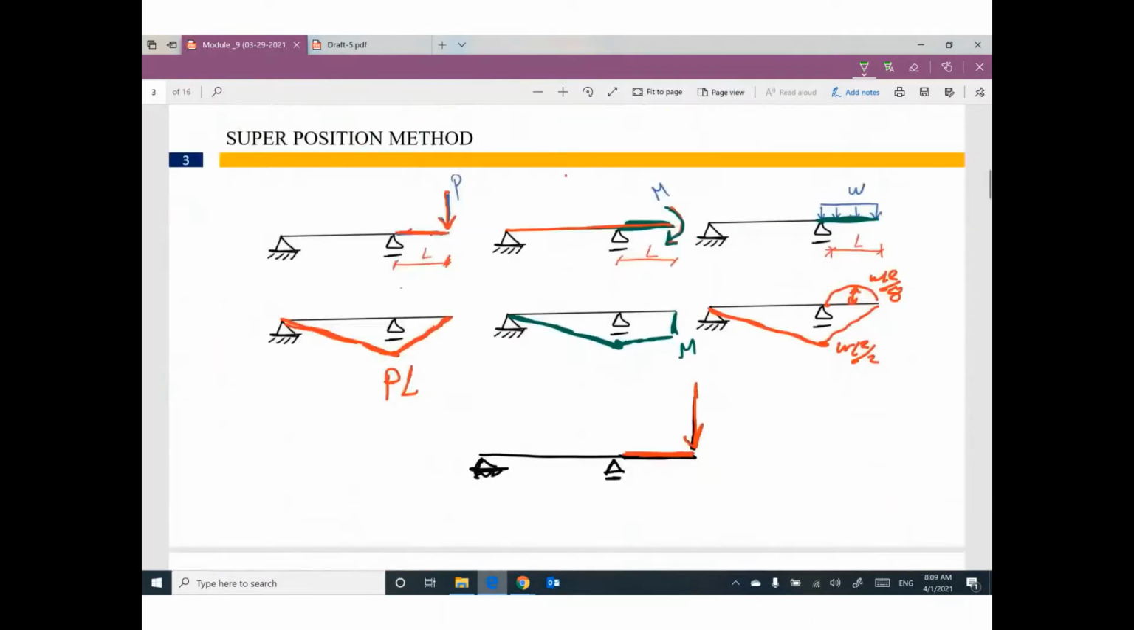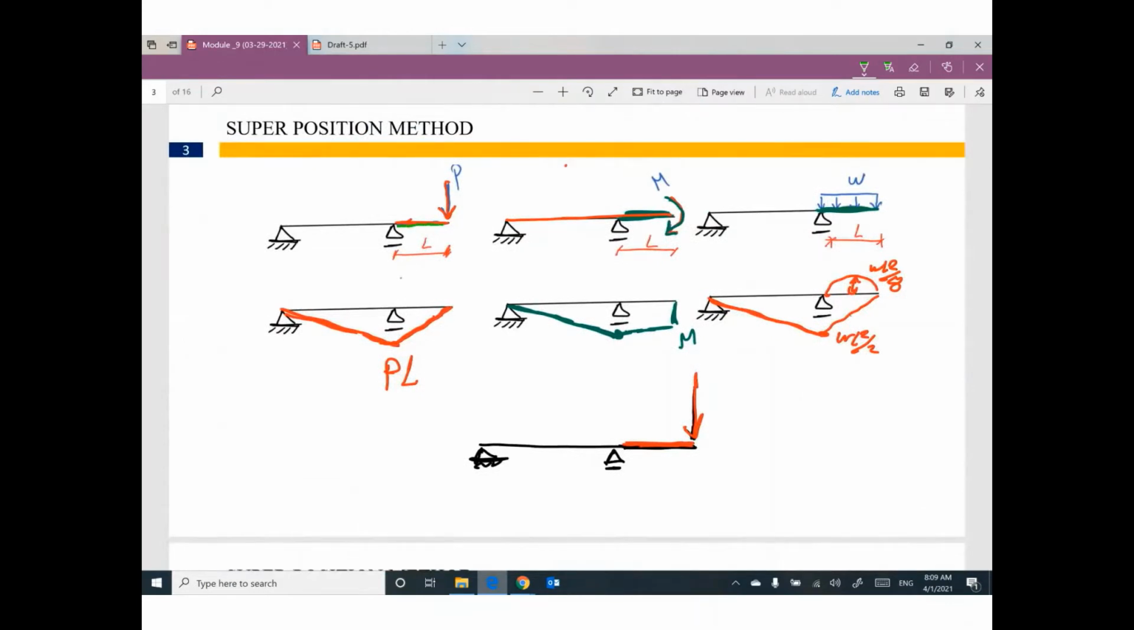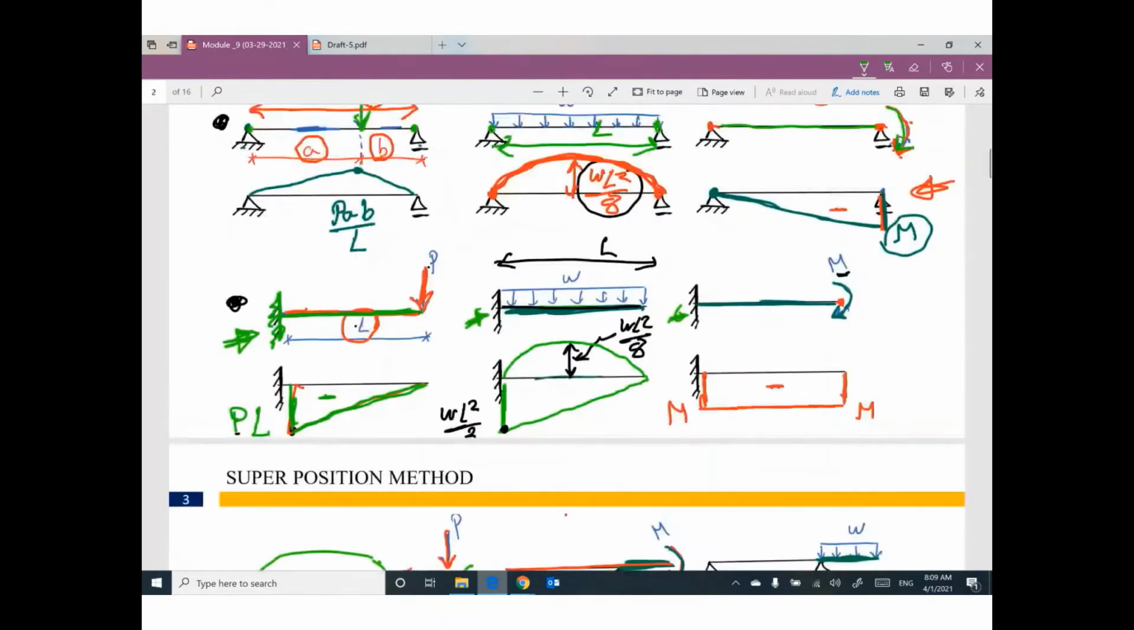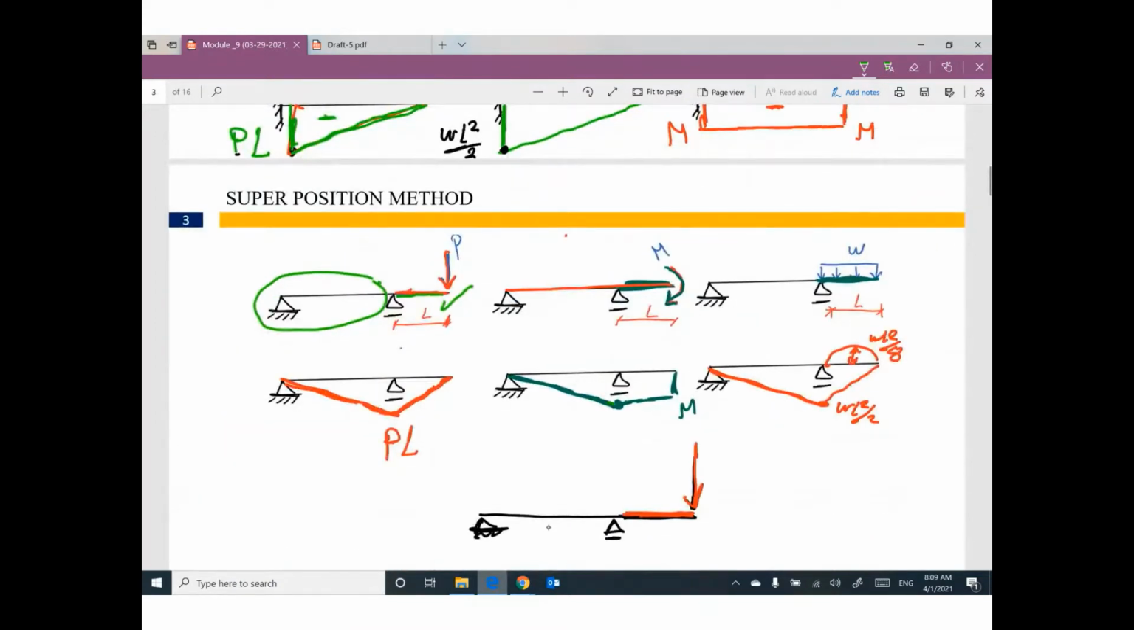What will happen if you have this cantilever attached to this beam? Go ahead and draw the bending moment for the cantilever. It looks like this one, or this one, or this one. And then go ahead and connect it to 0, 0, and 0.